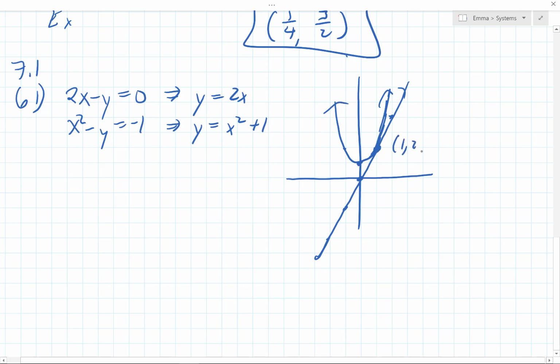We can kind of see that our solution should be 1, 2. Huh, that was easier than expected. So the graph worked really well, but usually it is not so nice. We can confirm it just using simple substitution.